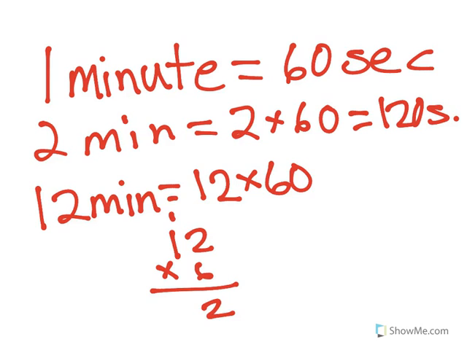6 times 2 is 12. 6 times 1 is 6. Plus 1 is 72. Or I should have memorized that, right? And add the 0 for the 60. And I have 12 minutes equals 720 seconds. This makes sense because there are 60 seconds in every minute.